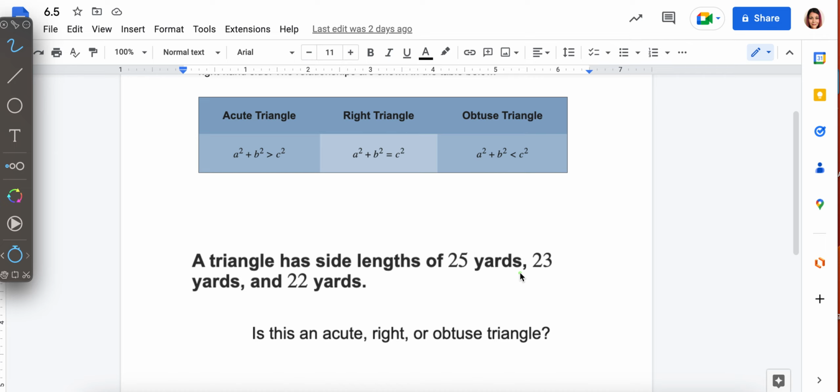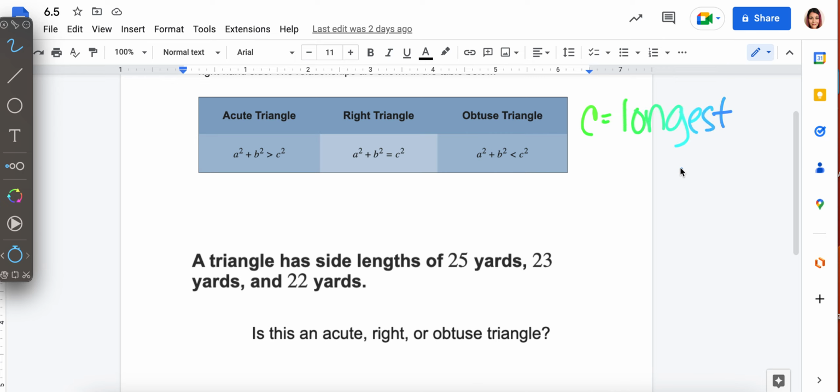But we know that if a squared plus b squared equals c squared, then it is a right triangle. Now, a and b are going to be your shortest sides, and c is always going to be your longest side. So you need to remember that a and b are your shortest sides, and c is your longest side.